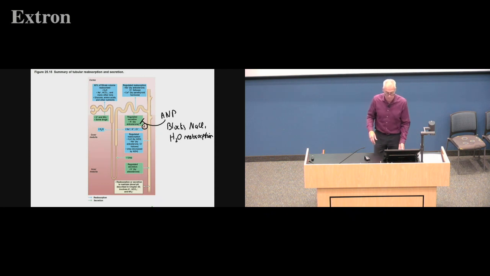Atrial natriuretic peptide, as we just said, blocks reabsorption of salt and water in the distal tubule. I drew this little line probably in the wrong place. I should have drawn it up here to block that reabsorption of salt and water. When the blood volume begins to rise, ANP is like a check on the aldosterone system of increasing blood volume.